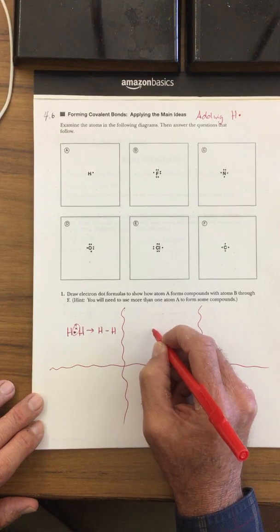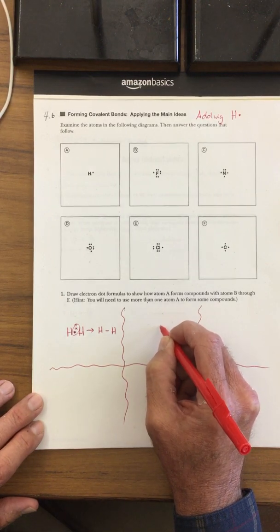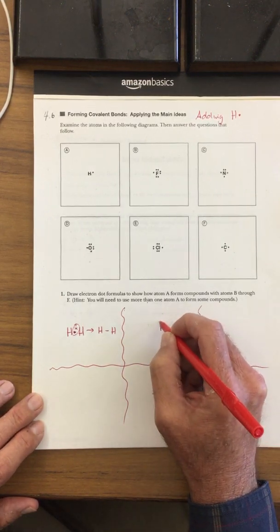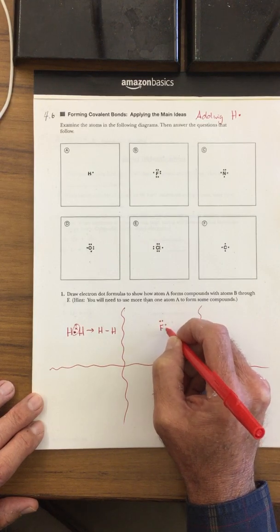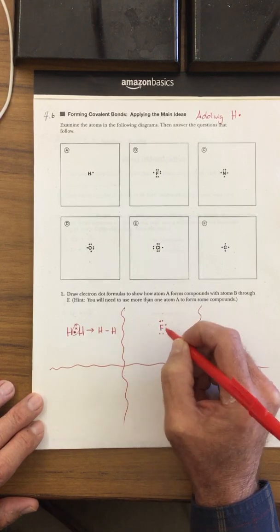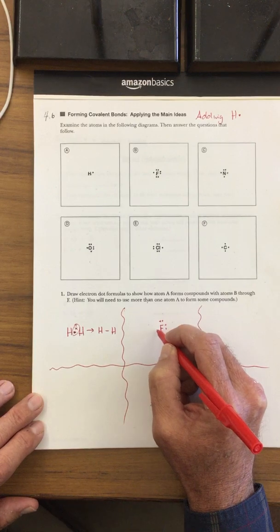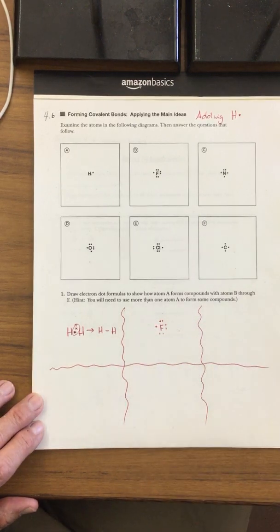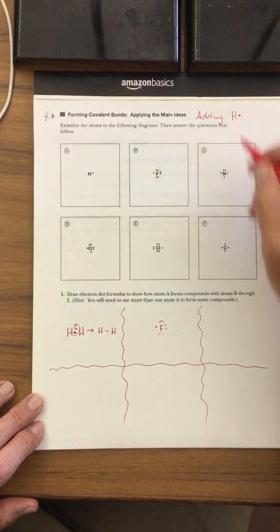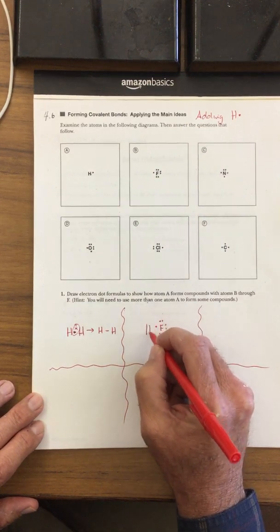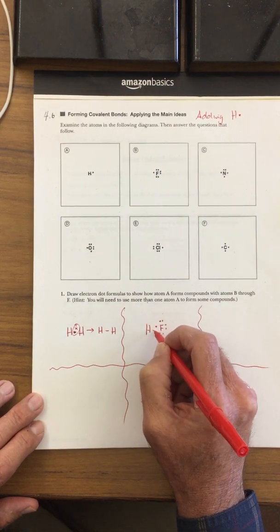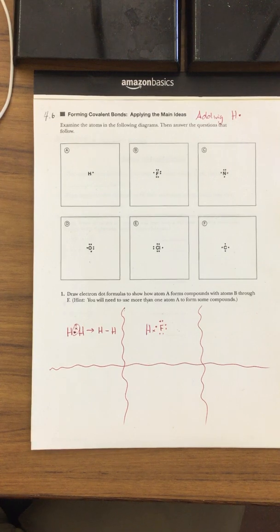So let's draw this fluorine. So this fluorine is going to be here. We'll just draw it just as it is. 1, 2, 3, 4, 5, 6. We've got the 7th one that looks like this. We're going to be bringing in our hydrogen, and we're going to show the hydrogen is going to be coming in with its electron as well.